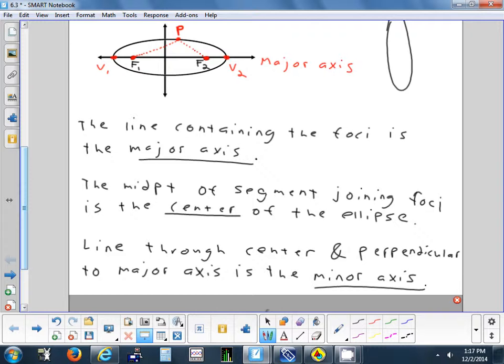So I think, in a way, that's what makes ellipses a little bit easier. Parabolas, you had four choices. They could open up, down, left, or right. Ellipses, you have two. They either go horizontal or they go vertical. So you get two options.